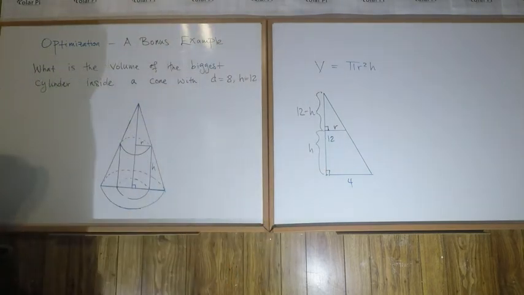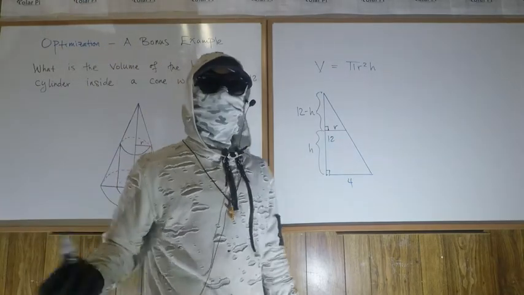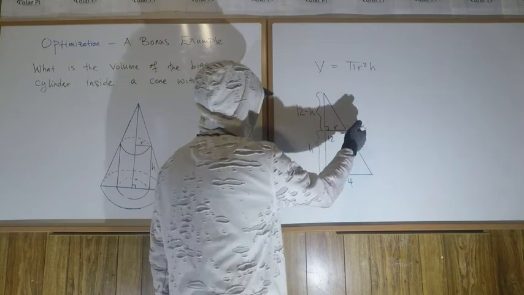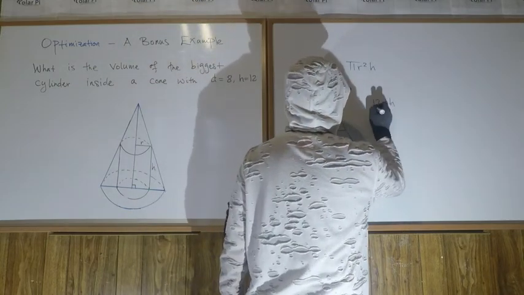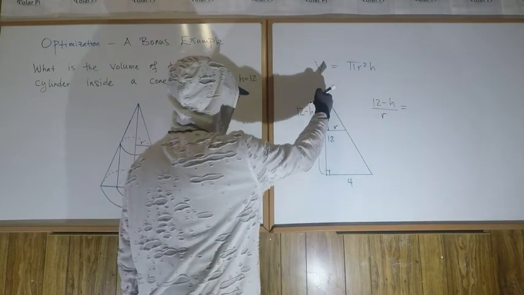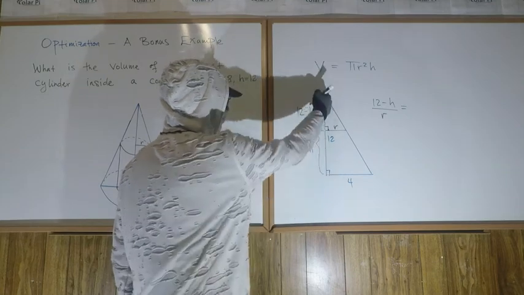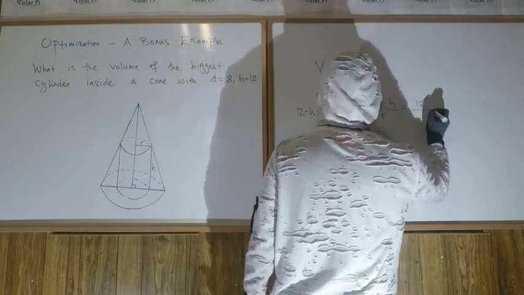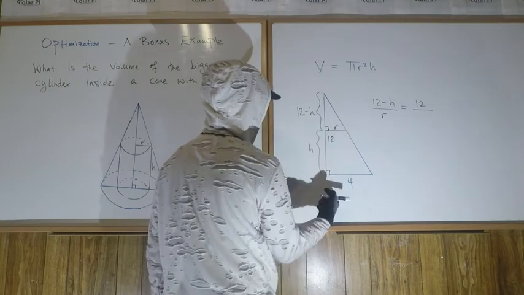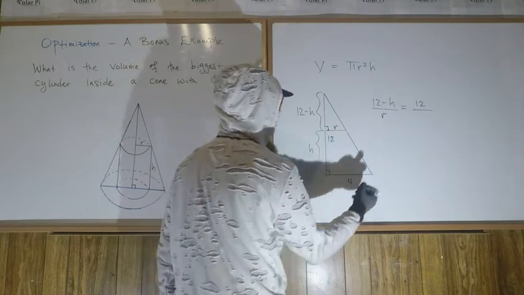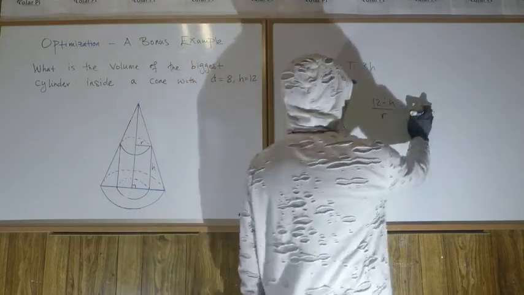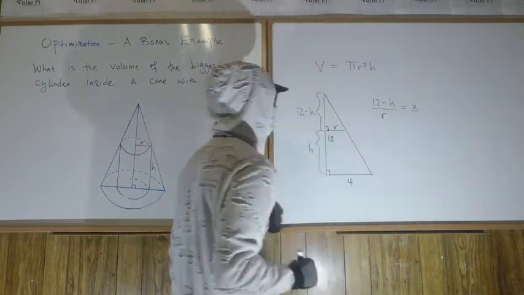And so when we write the proportions given by similar triangles, we can write that 12 minus h to r has to be in equal proportion to the corresponding side on the big triangle, which is 12, to the corresponding side to r on the little triangle, which is 4 on the big triangle. So we write that. Okay, now 12 over 4 is 3, right? So we can just write 3. So this works out real nice.